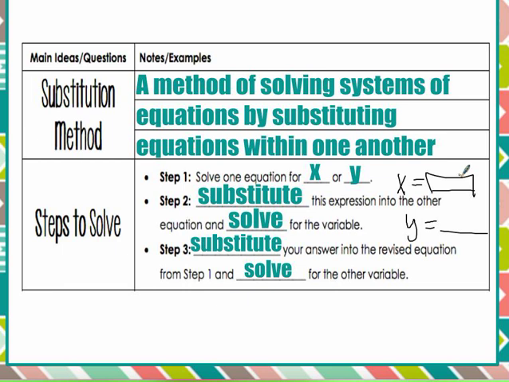So the whole goal here is still the same thing as solving by graphing. I want to know if these two lines are going to intersect, and if they do intersect, I want to know their point of intersection. That's why anytime I find out what x is, I must also know what y is, because I need the ordered pair x, y to give the solution.